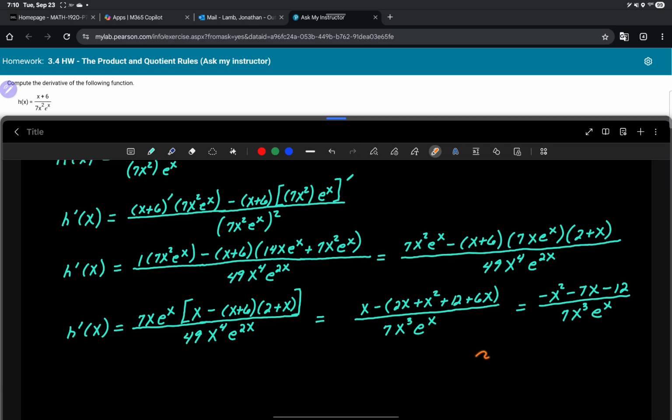Love this problem. This one is what I would call gorgeous. That is a wonderful problem. Hope that helps you out.